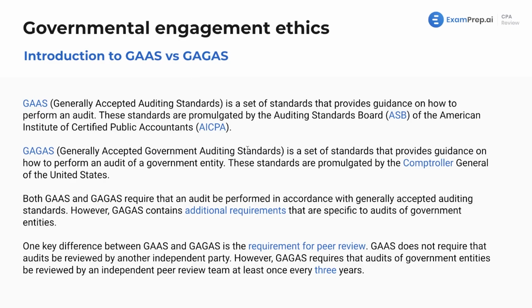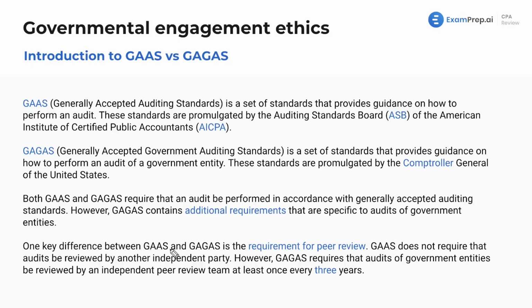However, GAGAS is a set of standards that provides guidance on auditing the governmental entity, and this is run by the Comptroller General of the United States. Just kind of like an FYI point. Both GAAS and GAGAS require that an audit be performed in accordance with generally accepted auditing standards. So both require that you follow GAAS. However, GAGAS essentially builds on that. And I have a nice little graphic we'll see later. GAGAS has additional requirements built on top of GAAS, making sure you understand that differential.